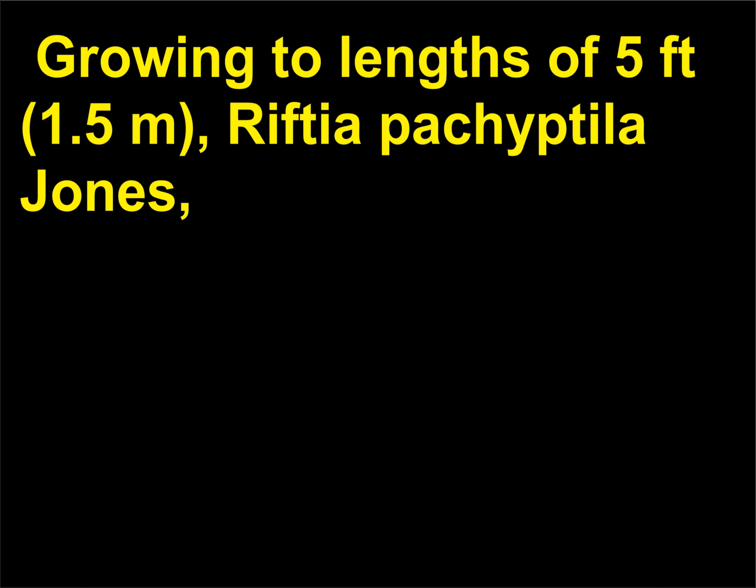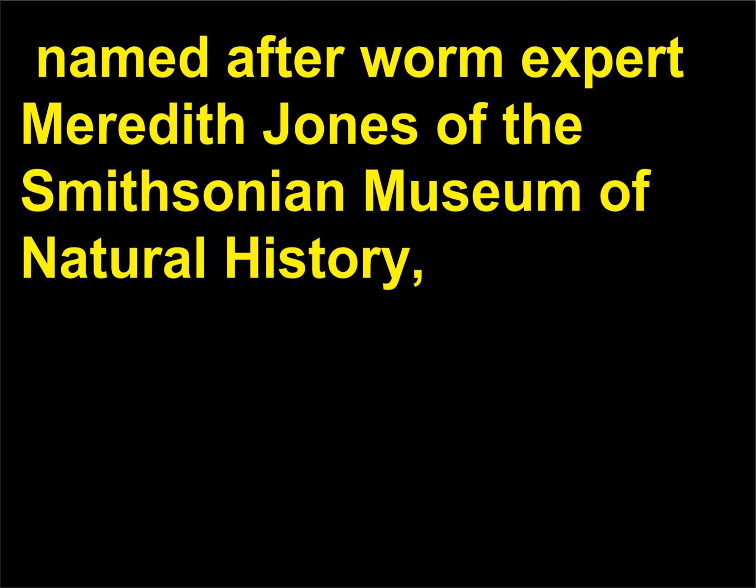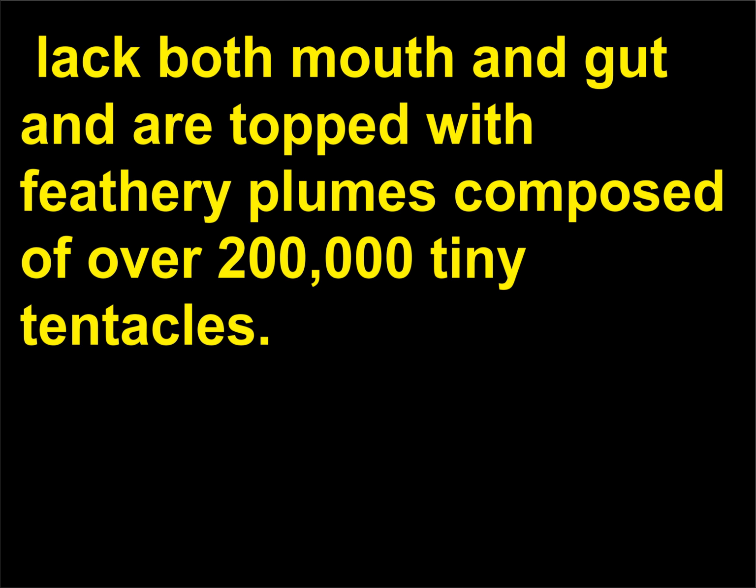Growing to lengths of 5 feet, 1.5 meters, Riftia pachyptila Jones, named after worm expert Meredith Jones of the Smithsonian Museum of Natural History, lack both mouth and gut and are topped with feathery plumes composed of over 200,000 tiny tentacles.